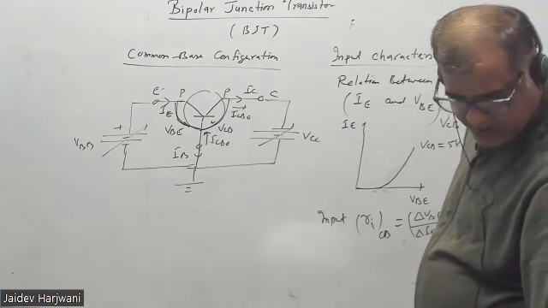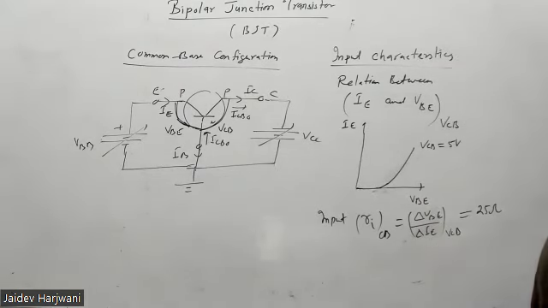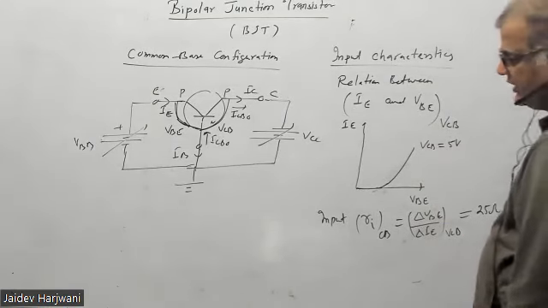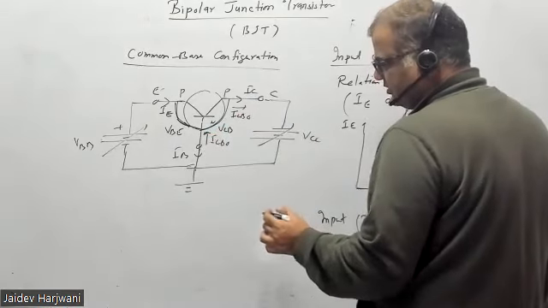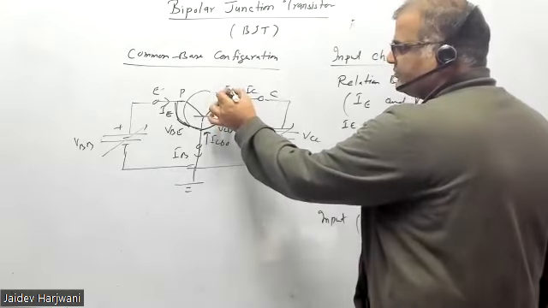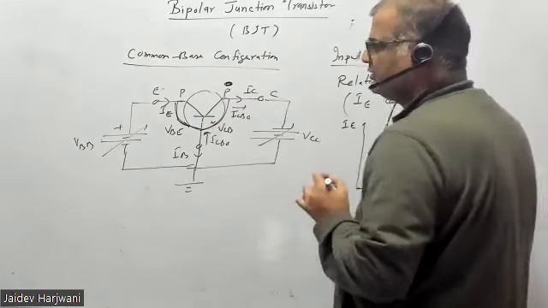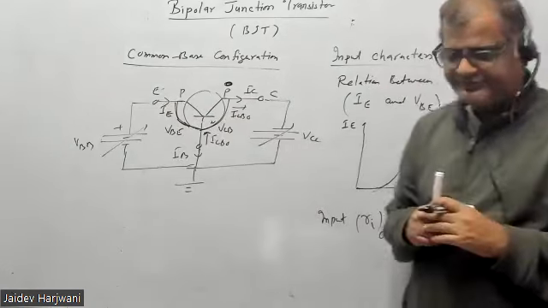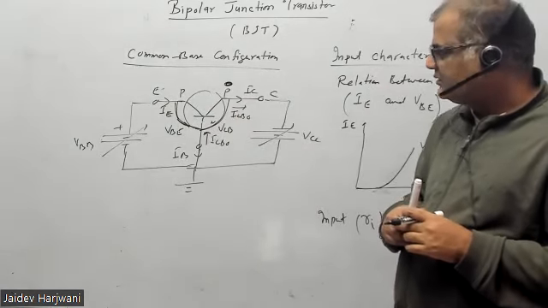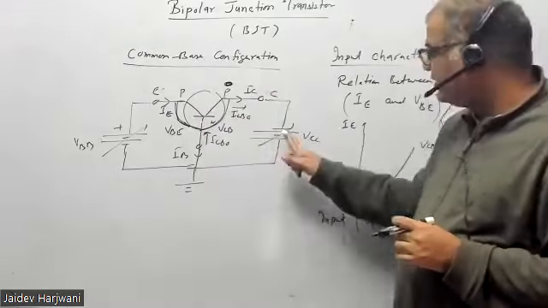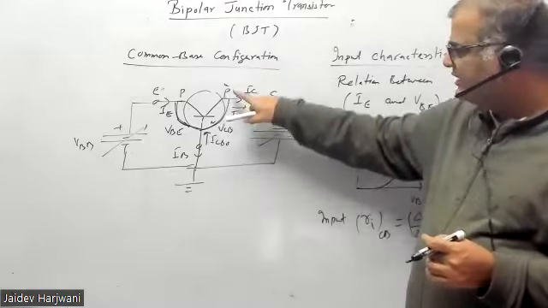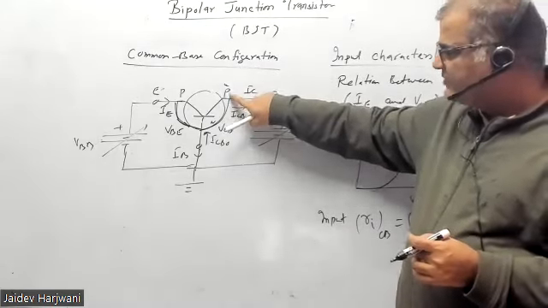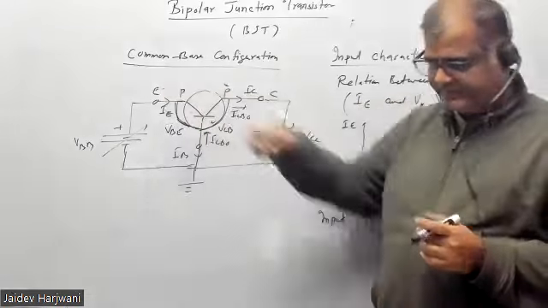Okay, so now let us see what happens if I change the VCB, if I increase VCB from 5 to 10 volt, that means I increase the reverse bias here. So if I make this point more negative compared to this one, if I apply VCB, this becomes more negative. So with respect to this, it becomes what? More positive? Yes or no?